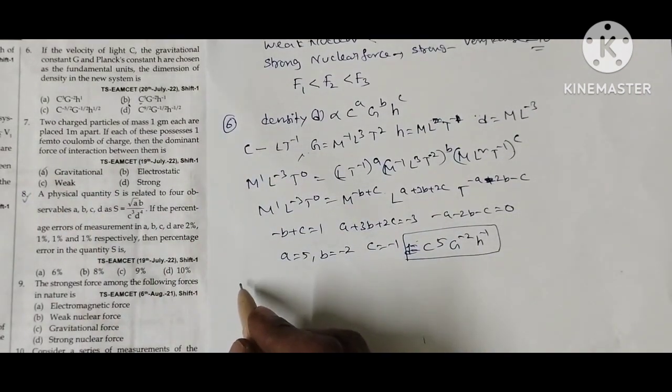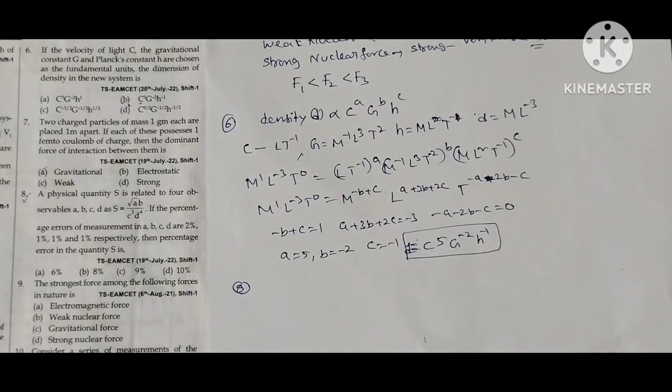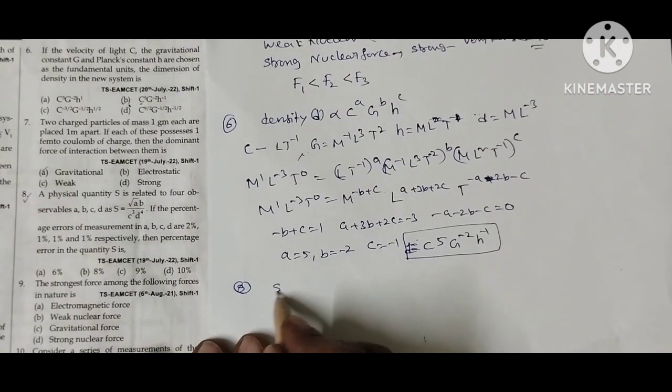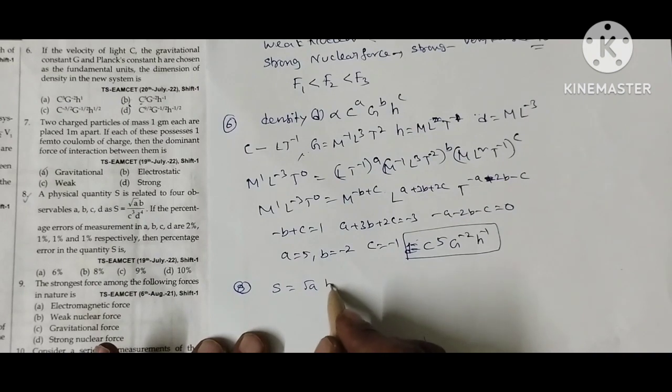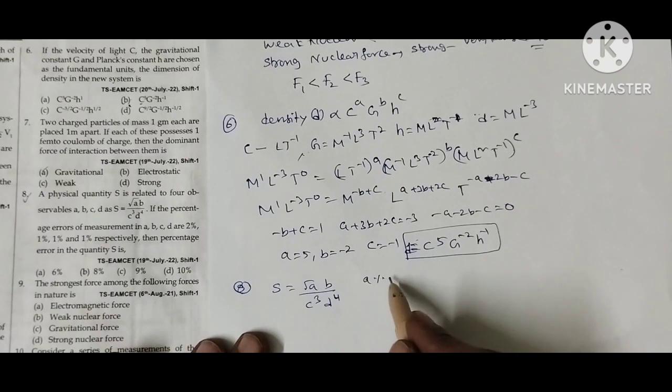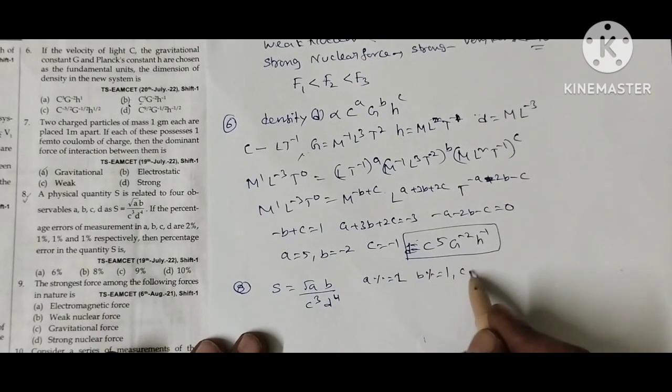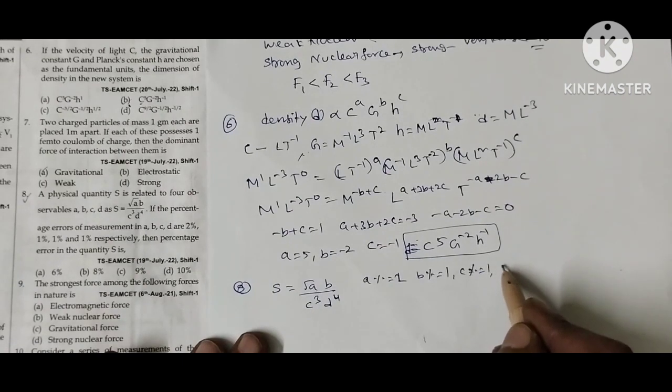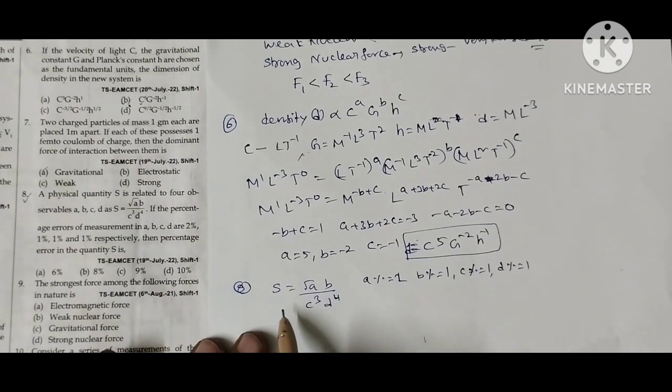Next, 8th one. Here the physical quantity S is related to root A B by C power 3 D power 4. The percentage errors of A, B, C, D are given as 2%, 1%, 1%. So A percentage is equal to 2, B percentage is equal to 1, C percentage is equal to 1, and D percentage is also 1. In the percentage point of view, you have to find the percentage error in S.